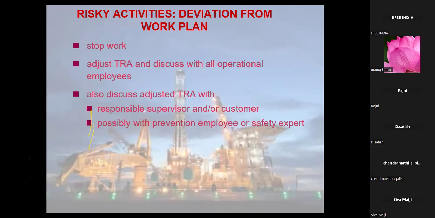Then risky activities, deviation from work plan. If there is deviation from the work plan, meaning your SOP or work procedure or production process says one method or one plan and the person who is executing the job is doing it differently, then the HSE person has the authority to stop the job immediately. Adjust the TRA and discuss with all operational employees. Also discuss the adjusted TRA with the responsible supervisor or customer, possibly with prevention employees or the safety expert.